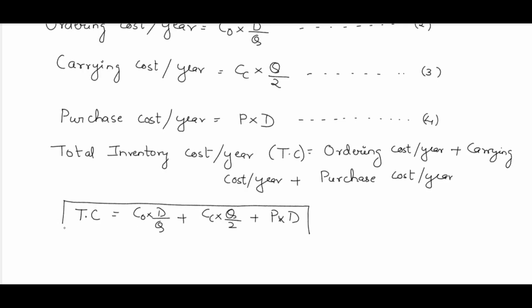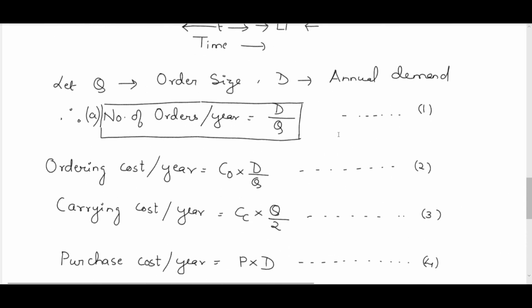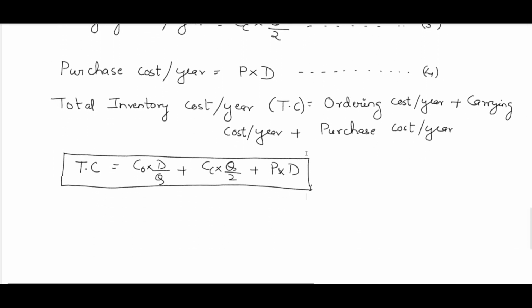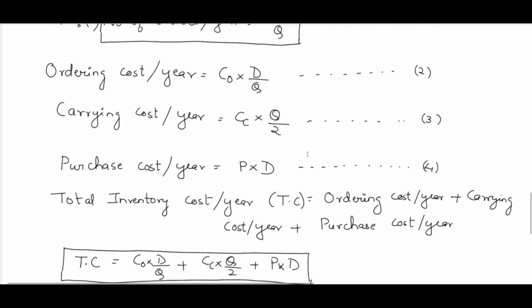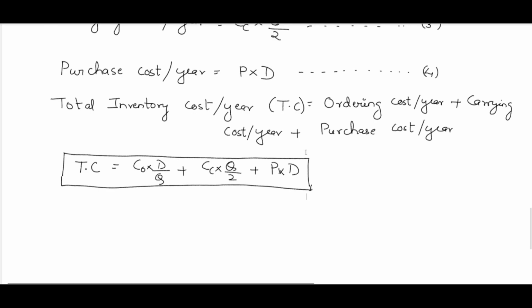If it is given, even in problems on quantity discount, you have to determine the total cost. That time you have to remember this formula. So you can see that the number of orders per year, purchase cost, ordering cost, carrying cost, everything is there. So maybe this is equation number 5. But our main aim is that we want to determine the economic order quantity. Okay, this is equation 5, we got it. Now differentiate it.